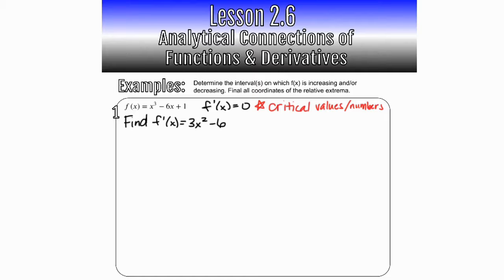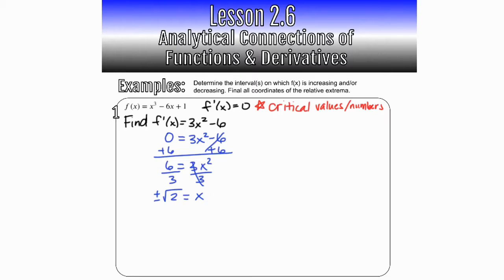And so to find the critical values, I'm going to set that equal to 0. So 0 is equal to 3x squared minus 6. And so therefore I will solve for x there. And then from there, I'm going to get the square root of 2 is equal to x. Well, don't forget that when something is equal to x squared, then we also have the positive and negative of the square root. So don't forget about that. It's both of those values.